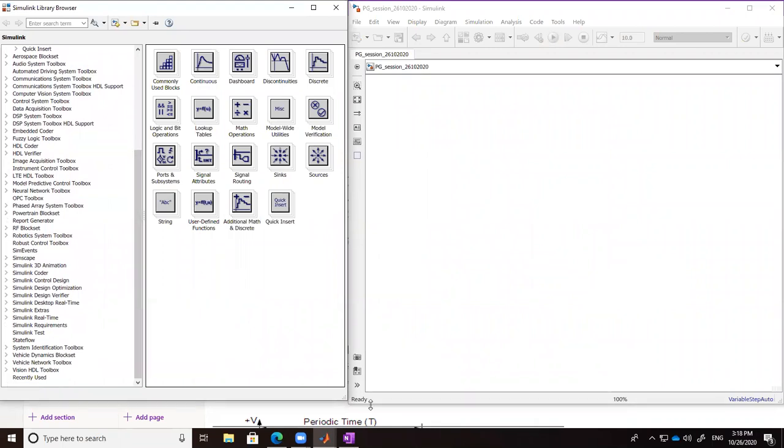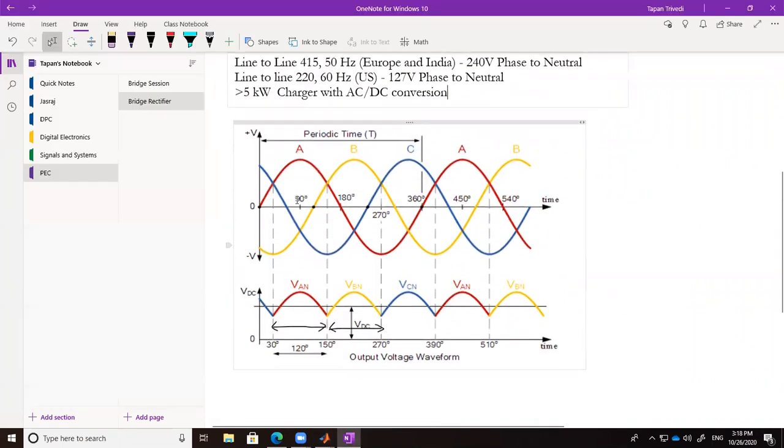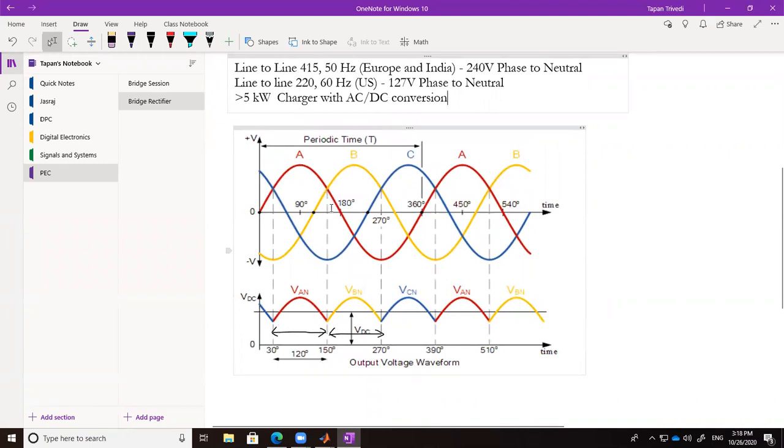Okay, you need to note one thing here. A phase or R phase, you can say, there are three phases, R, Y, B, sometimes also known as A, B, C for the sake of convenience. So we often call them A, B, C in our nomenclature. So A and then B. So B is actually delayed from A by 120 degrees. Remember, this is 120 degrees.